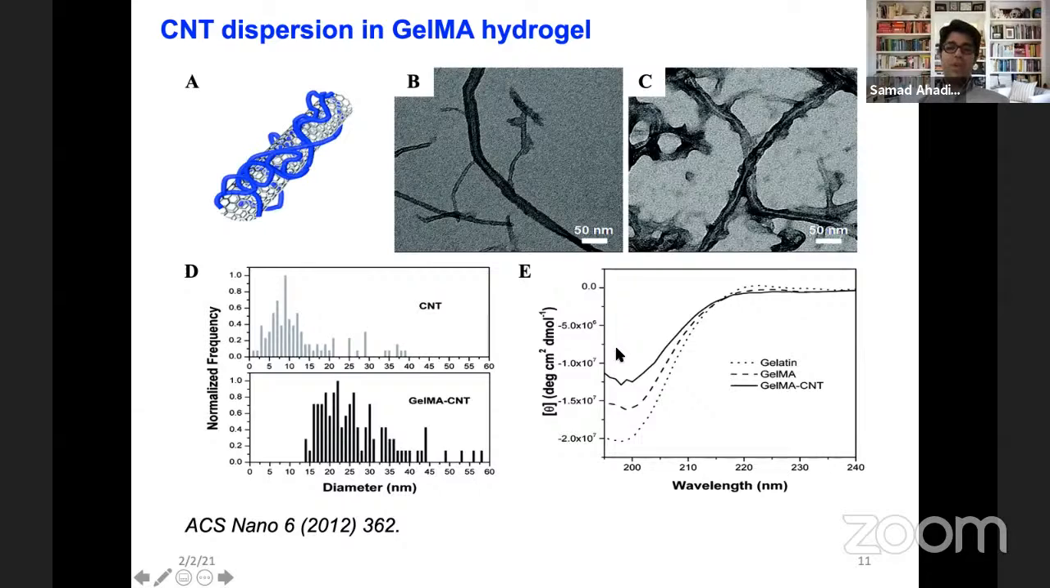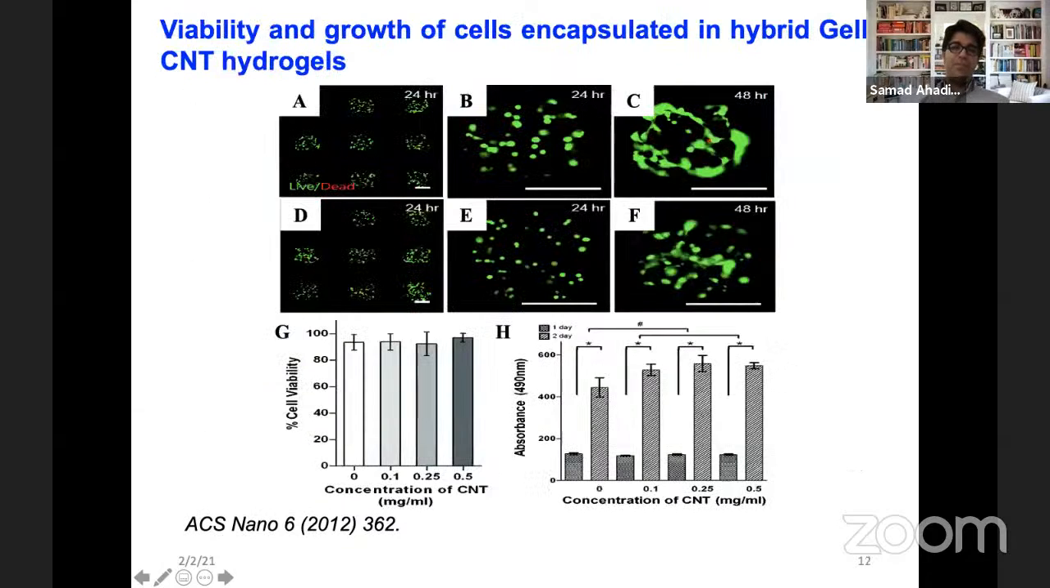We also quantified the peptide conformation change for the different hydrogel systems we have: gelatin, gelatin methacrylate, and GelMA-CNT. As we functionalized the gelatin with the methacrylate group and with the CNT, we could see a lower movement of the peptide chains inside of the macromolecules. So it also confirmed this kind of functionalization of the gelatin or GelMA with the CNT nanomaterials.